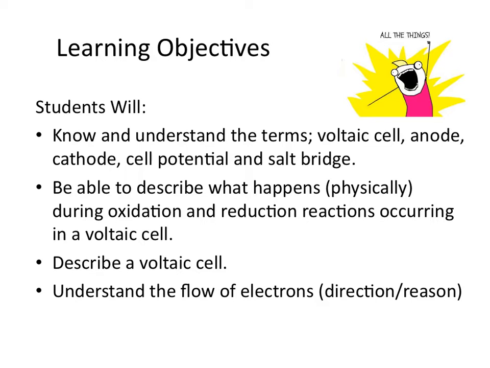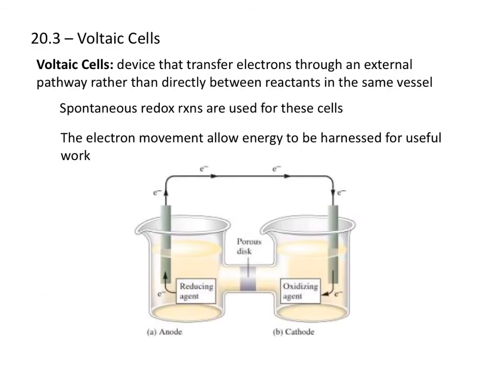We'll also be able to describe the voltaic cell, the different parts, what each component is made of, and we'll understand the direction of flow of electrons in each of the components of the voltaic cell. So for voltaic cells, we're going to utilize the separation of our oxidation and reduction reactions in order to facilitate harnessing the electrical energy that exists within redox reactions.